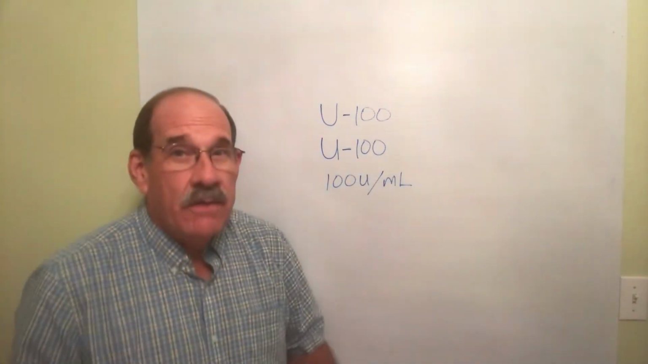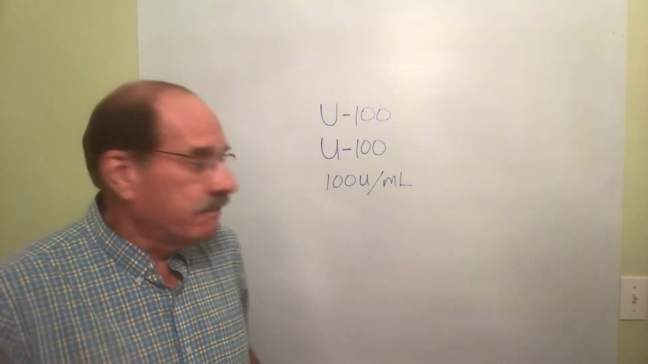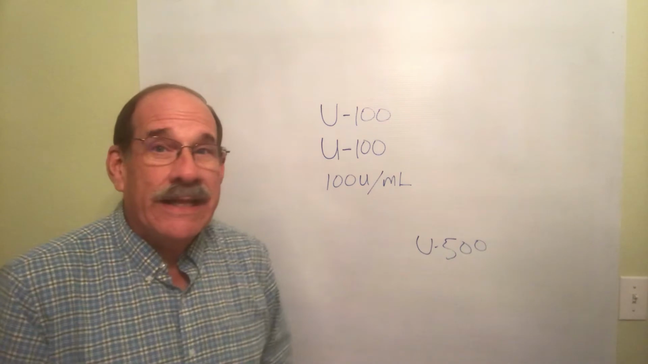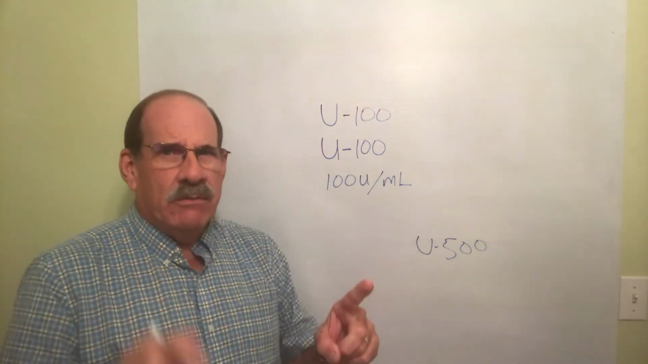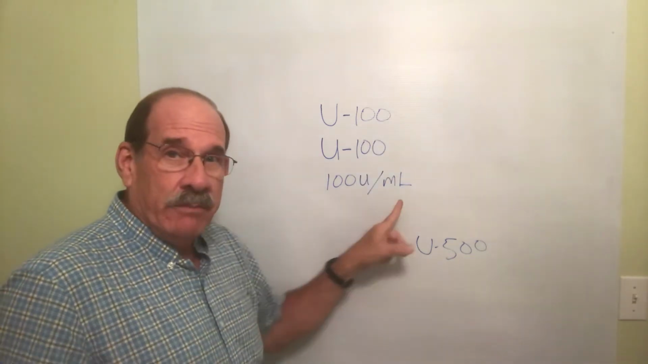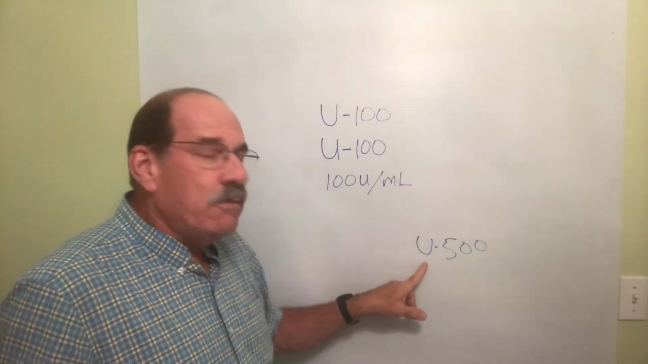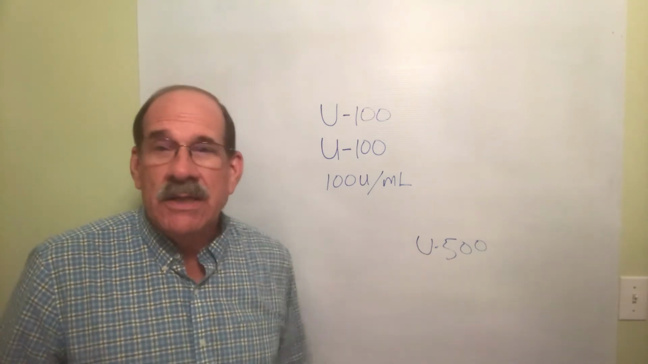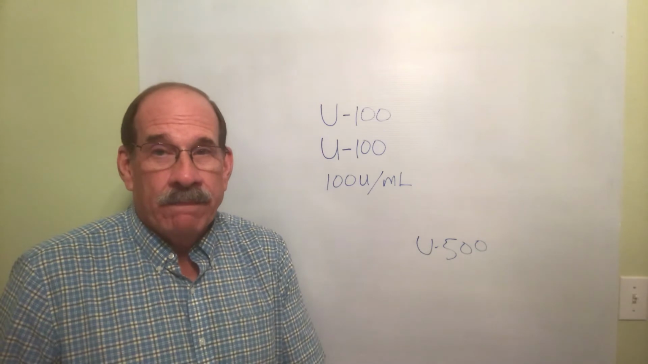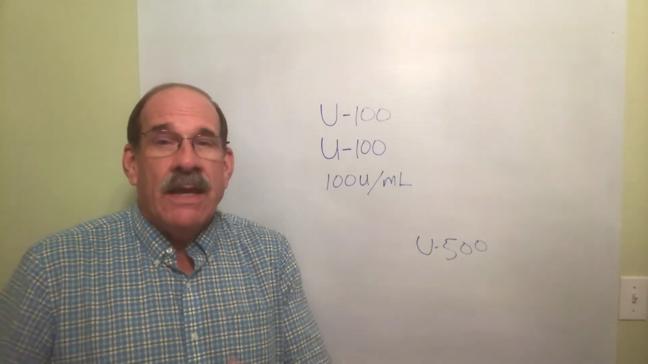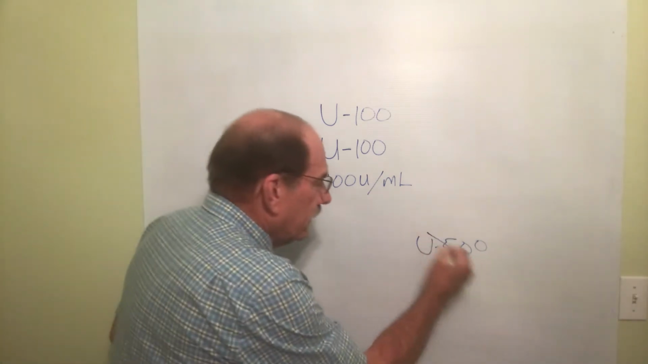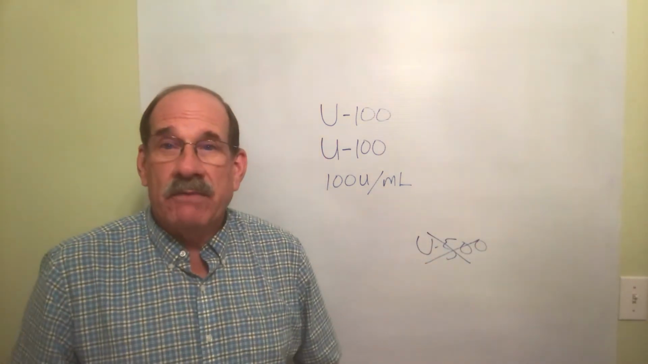Now, here's the deal. There are some other kinds, they're not as common. Those are called U500 insulin. Now, this should be real clear. If U100 insulin means there's 100 units per milliliter, guess what U500 insulin means? It means there are 500 units in every milliliter. It's 5 times stronger. And here's the caution. You do not use an insulin syringe the same way when you have the U500 insulin.